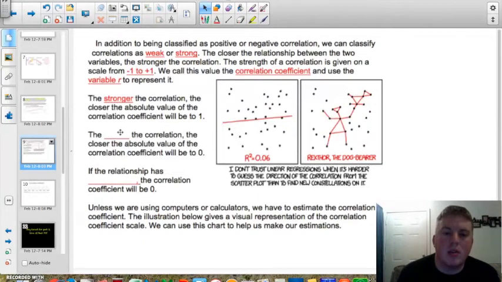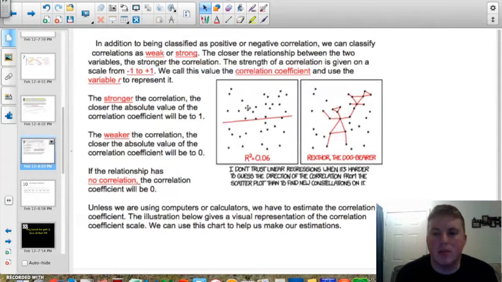Alright, so just like the stronger correlation, we also have weaker correlations. And the weaker the correlation, the closer the absolute value of the correlation coefficient will be to 0. So we'd be looking at things like 0.2, 0.3, -0.2, -0.05. The closer those values are to 0, the weaker it's going to be. And if the relationship has no correlation, the correlation coefficient will be 0.